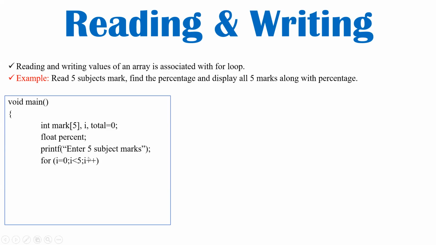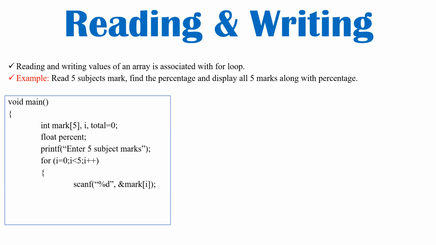Here we are going to read 5 subject marks. In the mark array, the 5 subjects' marks will be stored at index 0 to 4. So the loop starts from 0 and ends at 4, that is, less than 5. Each time the index value is incremented by 1.